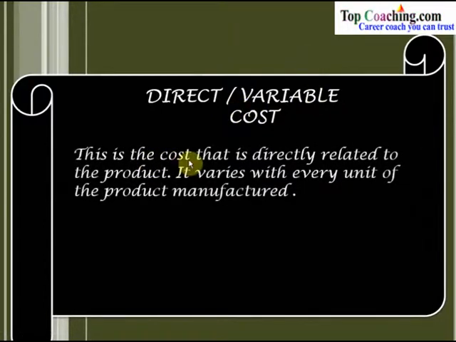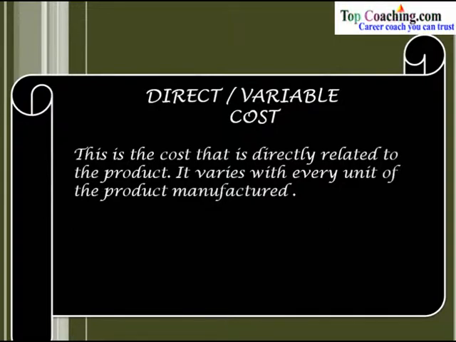This is the cost that is directly related to the product. It varies with every unit of the product manufactured. So this cost is directly proportional to the number of units produced. So we can say that this cost, the direct cost, is directly proportional to the number of products manufactured.